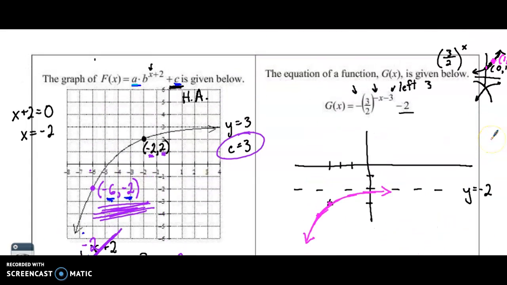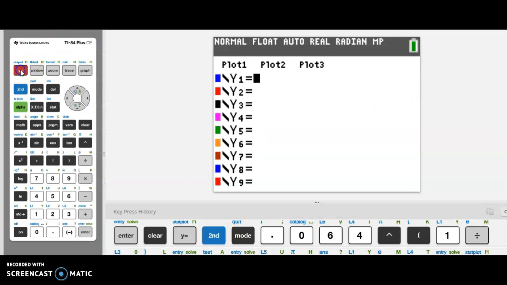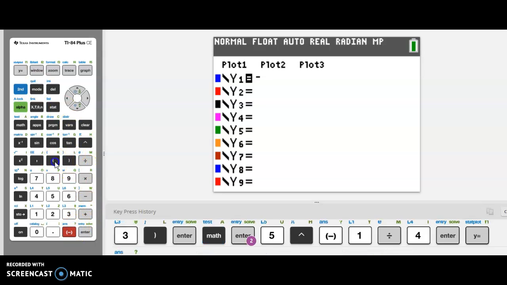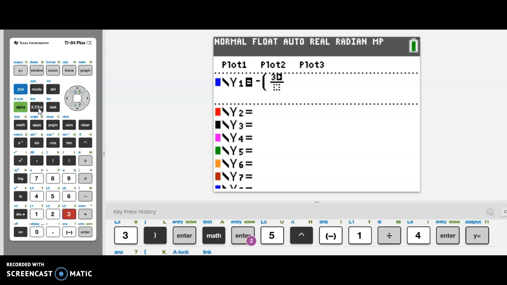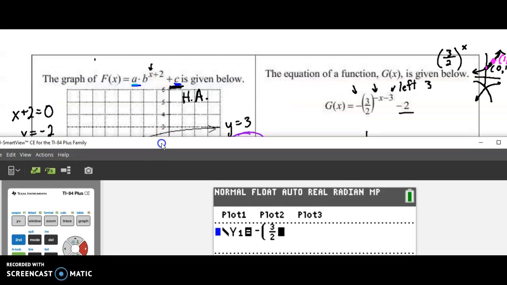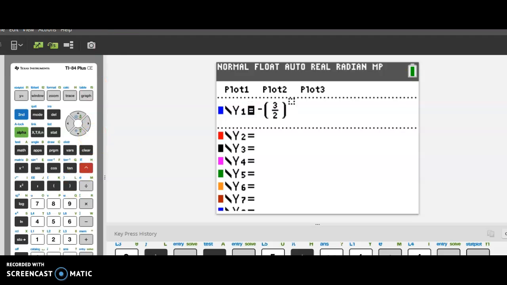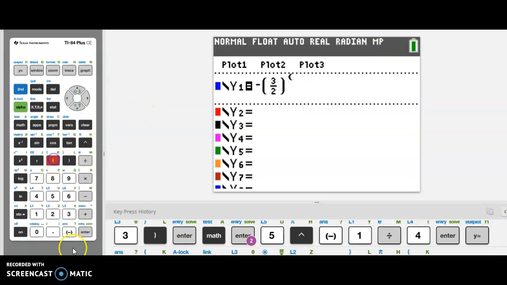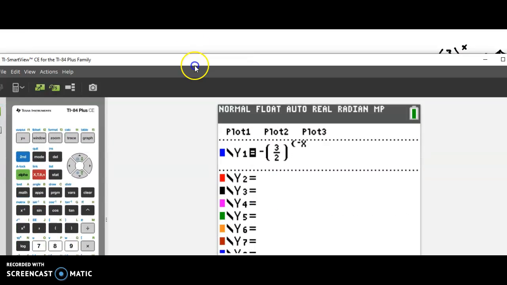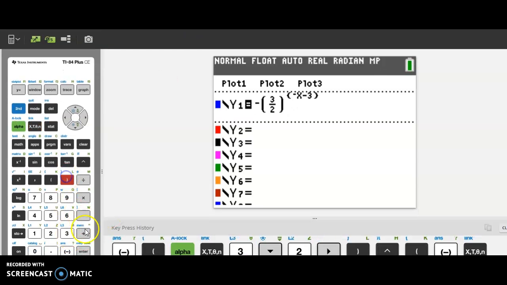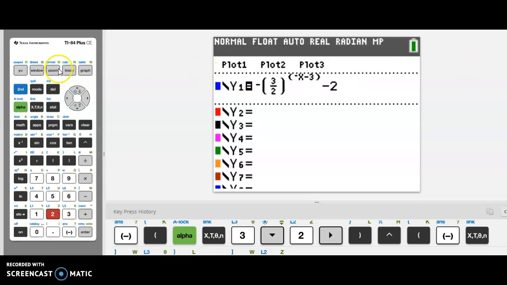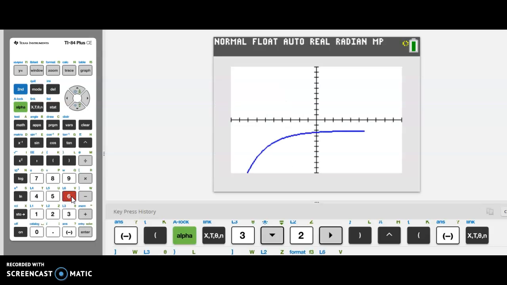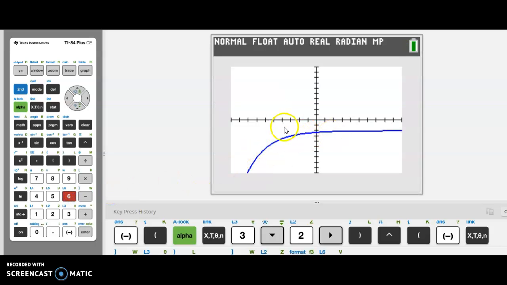And don't be afraid to use your calculator either if you have the chance to use it. So if you use your calculator, you can type in -3/2, double checking the right equation, to the, and some calculators you need to put in parentheses. Make sure you hit the negative key, -x minus 3, and then -2. There we go. And I always move my calculator around, so I have to hit zoom 6. And there we go. We have the correct answer.